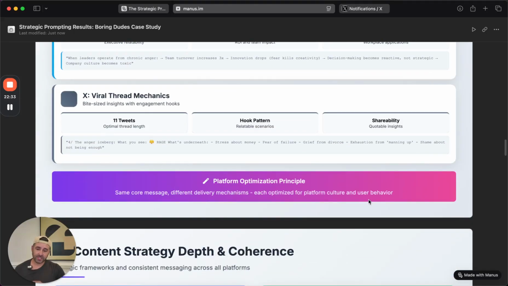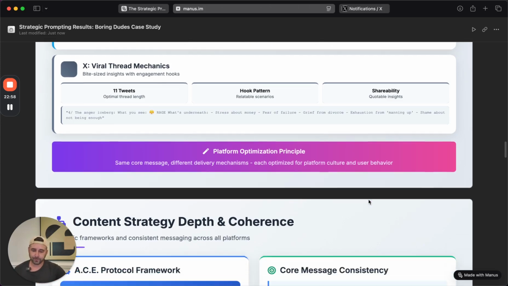Platform optimization principle: same core message, different delivery mechanisms, each optimized for platform culture and user behavior. Very important. It's not one size fits all. You need to know what resonates on each platform. You can do that in a number of ways. You can go and crawl and scrape folks that are having success. You can prompt, you can learn, and you can save that as context in your model so that you can build off of that type of foundation.